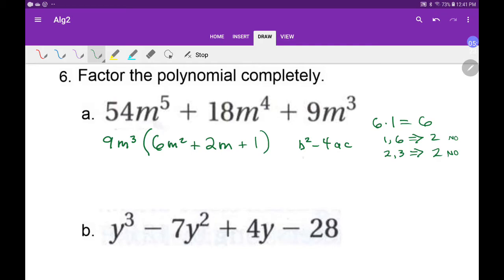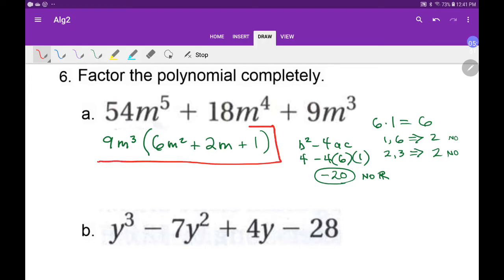B squared, so that's 2, so that's 4, minus 4 times A, which is 6, times C, which is 1. Can you see that that's going to be negative? The discriminant's going to be negative, so those aren't real roots. So it doesn't take me very long to use the discriminant to find out that 4 minus 24 is going to be minus 20. And that means no real roots. So I'm done. I thought maybe I could factor the inside, but that's not going to happen. There's no real roots, so that means I can't factor the inside.